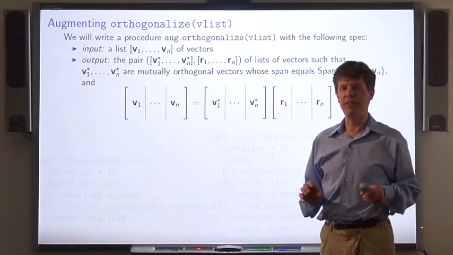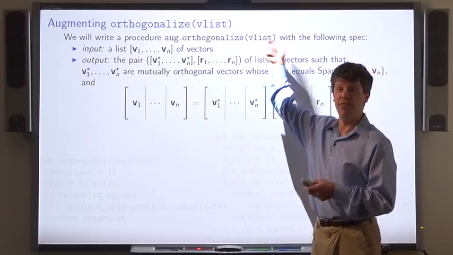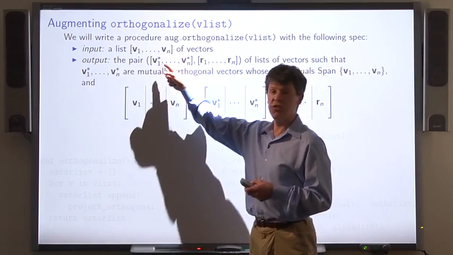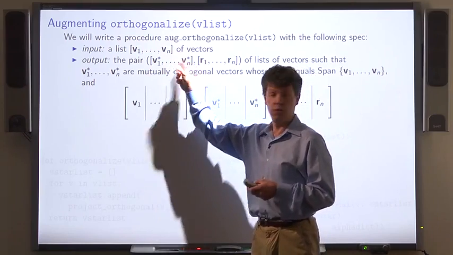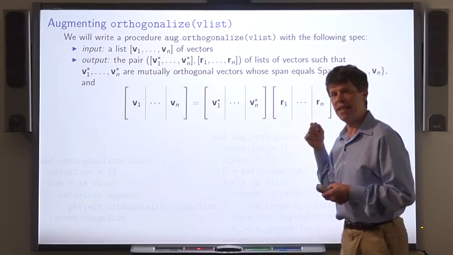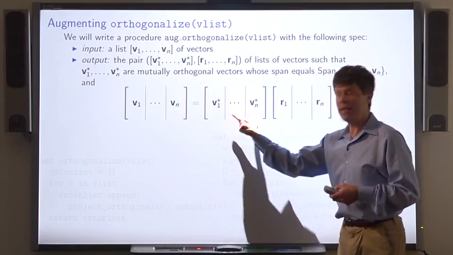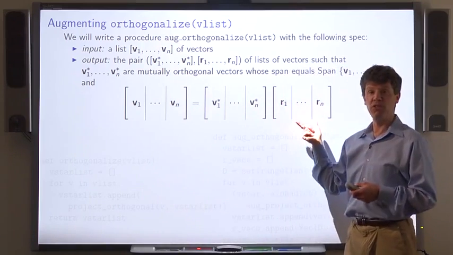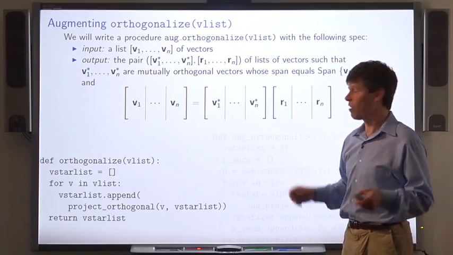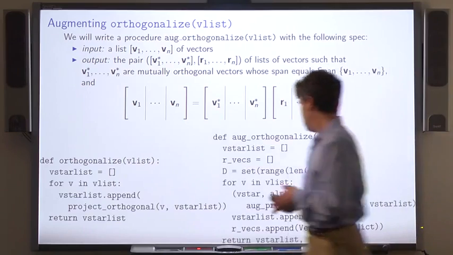First, we'll address finding the matrix T. We'll write a procedure I call augmented orthogonalize that takes a v-list, say v1 through vn of vectors, and outputs, as before, the vectors v1 star through vn star that are mutually orthogonal, and also some other vectors r1 through rn. These have the property that the matrix formed by the original vectors equals the matrix formed by the star vectors times the matrix formed by r1 through rn. The procedure is based on our orthogonalize procedure together with augmented project orthogonal.